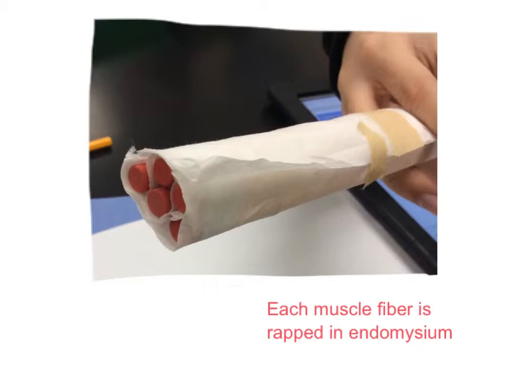Fascicle is a bundle of muscle fibers, and when a group of pencils are wrapped in endomysium, it represents a fascicle.